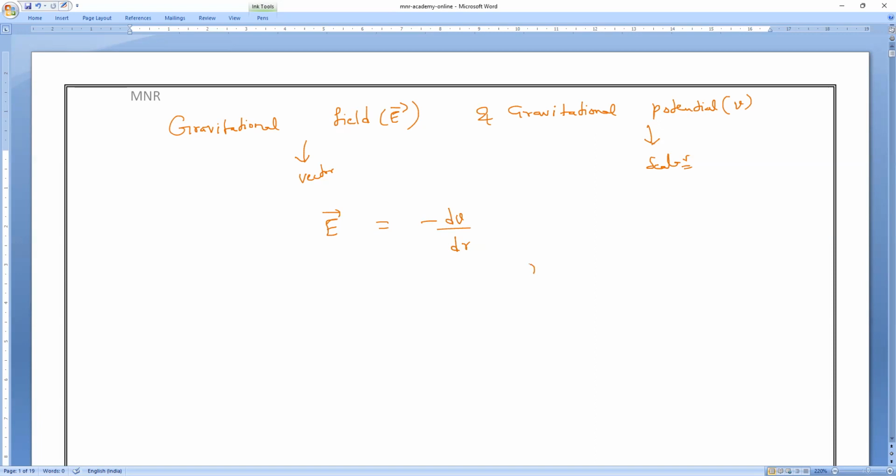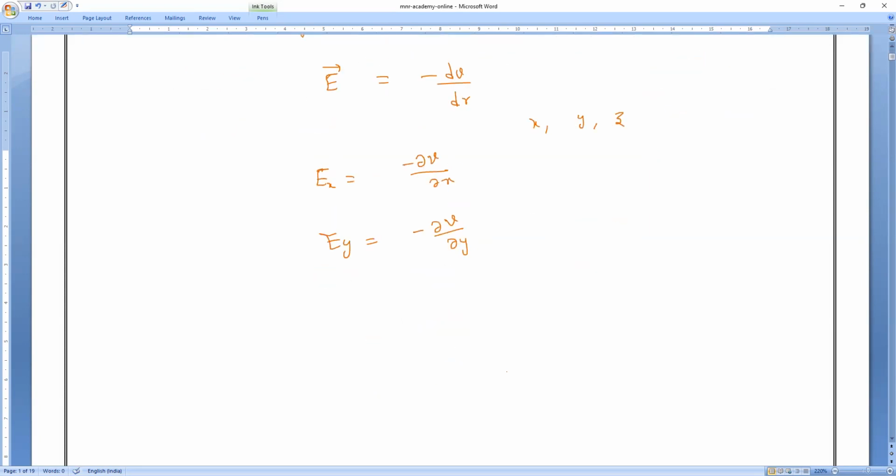Now if you want to find this in the x-axis, y-axis, and z-axis, we have to introduce a concept called partial differentiation. Ex is equal to minus dou V by dou x. In the y direction, Ey is equal to minus dou V by dou y. On the z-axis, Ez is equal to minus dou V divided by dou z.